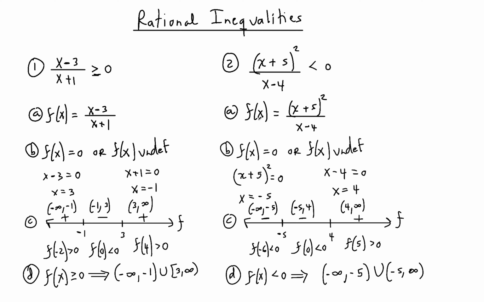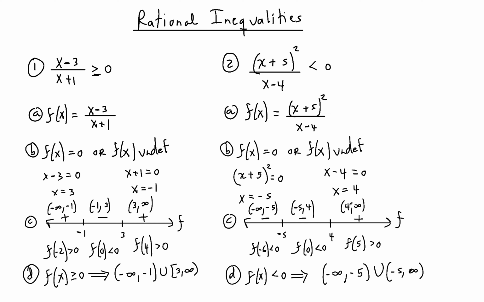Continuing on with example 2, a rational function is 0 when its numerator is 0, and we find that that happens when x equals -5, and a rational function is undefined when its denominator is equal to 0, and that's when x equals 4. In part C, once again, we have a number line.